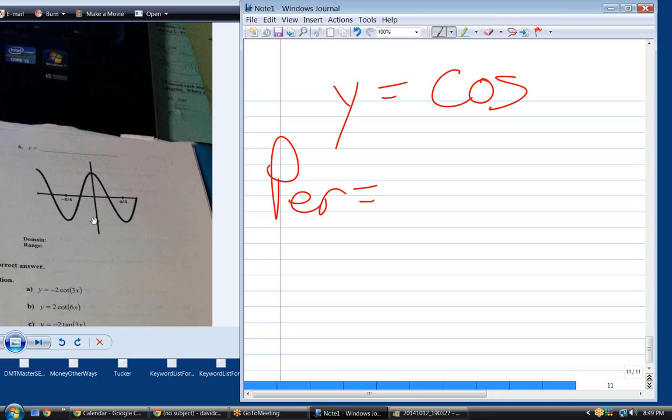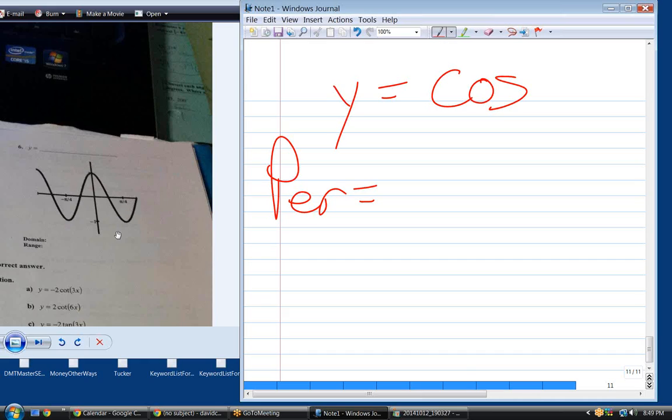Go from any two equal points on the graph. In other words, they don't let us go from here to here because they don't show that part. But I could go from there to there, and they don't label that part. So the only part they label is this one and this one. That is one full period. In other words, when you go from trough to trough or peak to peak, you're going a period.